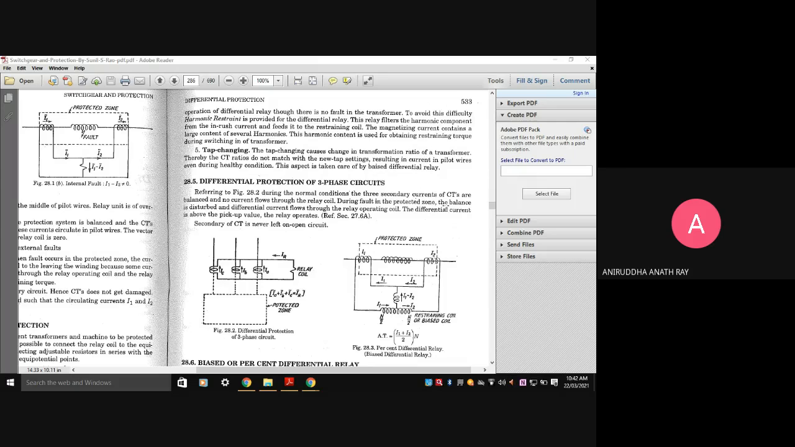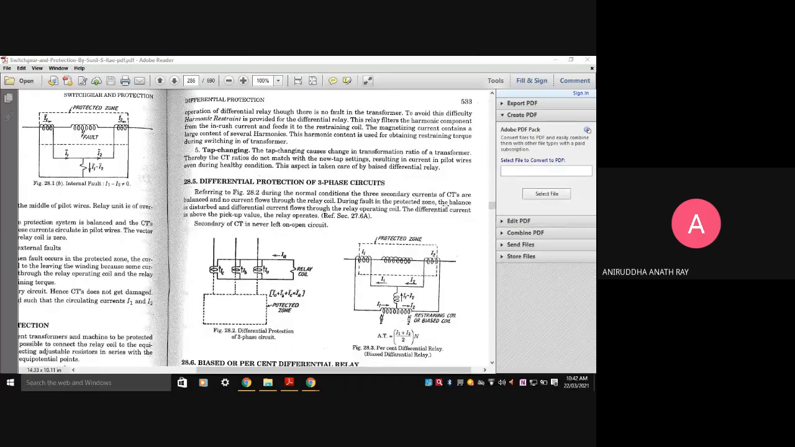Next is tap switching. Now, do you know what tap switching means? Transformer tap changing, you know very well. This tap changing causes a change in the transformation ratio of the transformer. Thereby, the CT ratios do not match with the new tap settings.